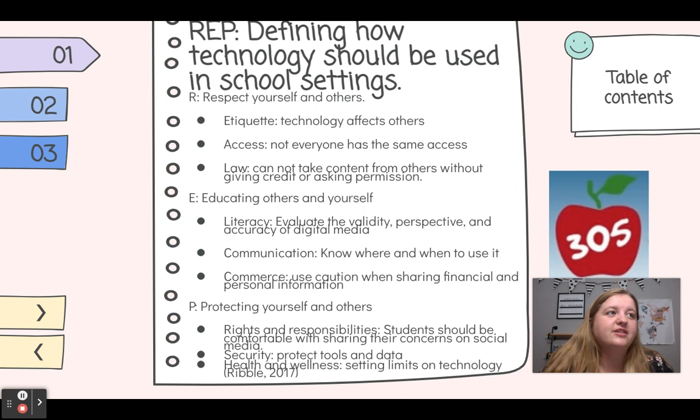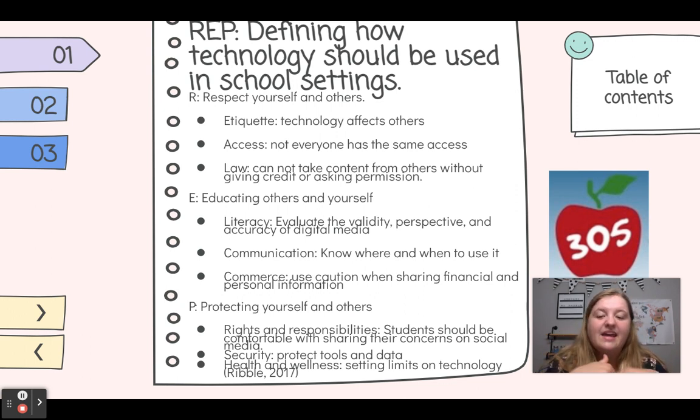Literacy, understanding that newspaper articles have a perspective before they were written, and understanding that not everything they read is the truth. It could be skewed, or it could be trying to persuade you into different things. The second one is communication, knowing where to communicate online and when to communicate online. And the third one is commerce, being careful that you don't put your financial information or your personal information, your birth date, your social security number, out there. Teaching students that you shouldn't put those things online unless it's a safe place to put them.